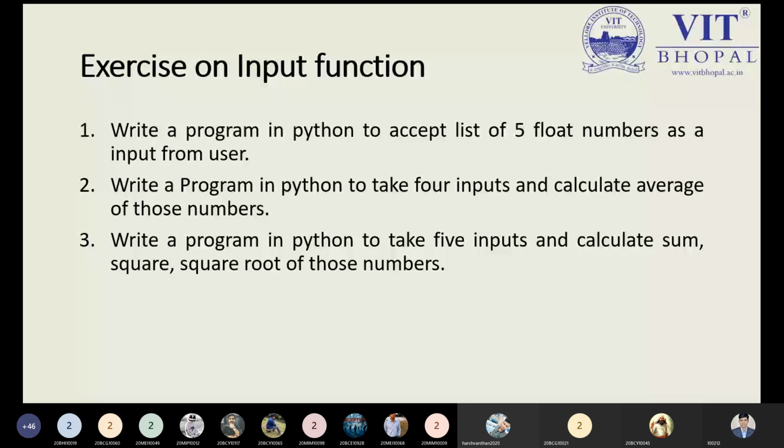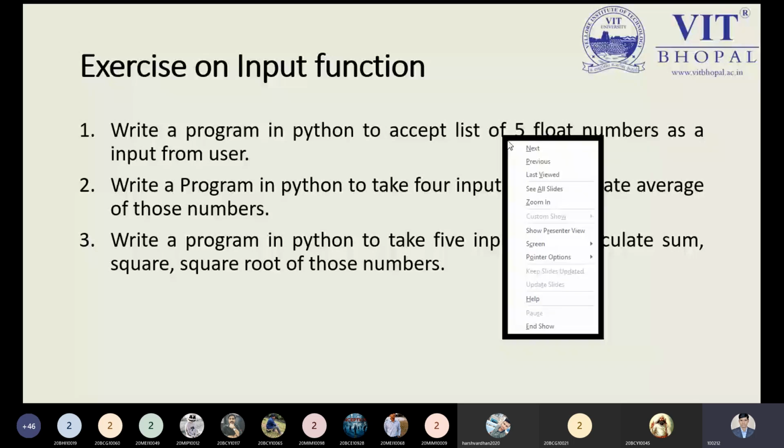Now tell me, what is the first exercise we have? Write a program in Python to accept a list of 5 float numbers as the input from the user. There is a phrase written here, list of the 5 float numbers. List and other Python concepts we are not looking at right now, but here is a simple statement. As a concept so far, it is only taking the input for 5 different floating numbers.